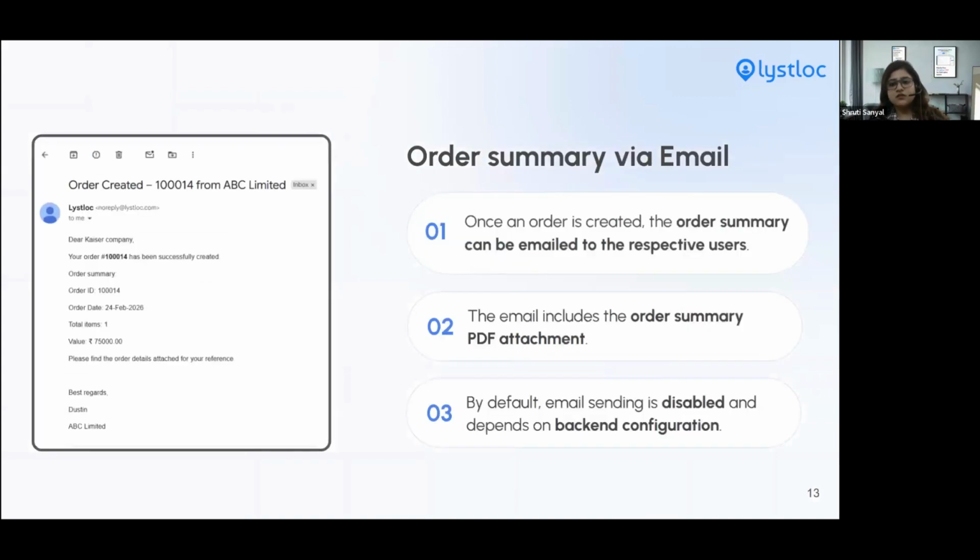And also, we have another feature, which is order summary via email. The users will be receiving the order summary over email. As of now, we have not enabled this feature for any of the CRM from our end. But if required, you can ask us, so we can configure that from the backend after talking, and then we can enable it. The email sending is currently disabled, but depending on the backend configuration, we can enable it. The email will also include the order summary. Whatever order summary has been placed, or all the order details, including the PDF attachment, will also be present there so that you can use it from your end.